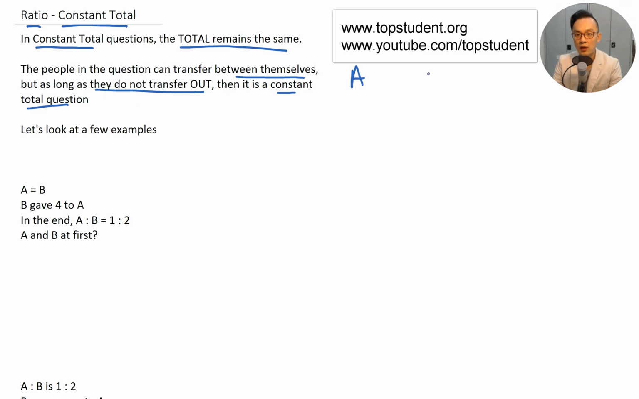So that's if you have A and B, where B gives some to A, A gives some to B, B gives some to C, and C gives some to A. So if they transfer in and out, but the total remains the same, then this is a constant total question, as long as they don't transfer out of the question. So let's look at a few examples.